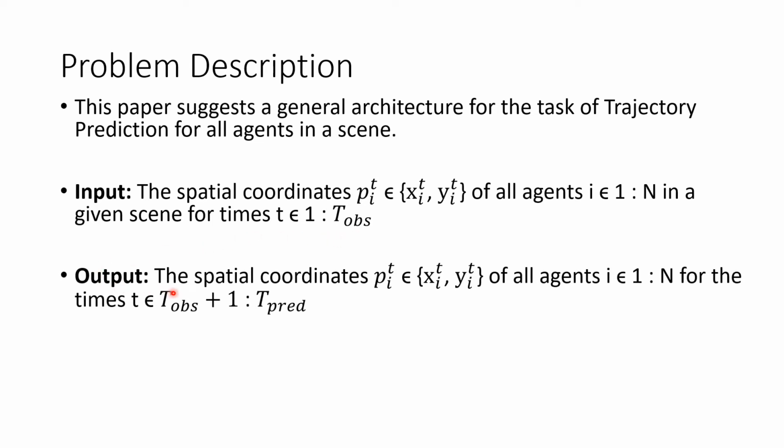And the output of this model is a spatial coordinate for the future. So we have a predicted position, x and y, for all agents i, in the same range from 1 to n, for the time t observation plus 1 till t prediction. So we are predicting the following positions.